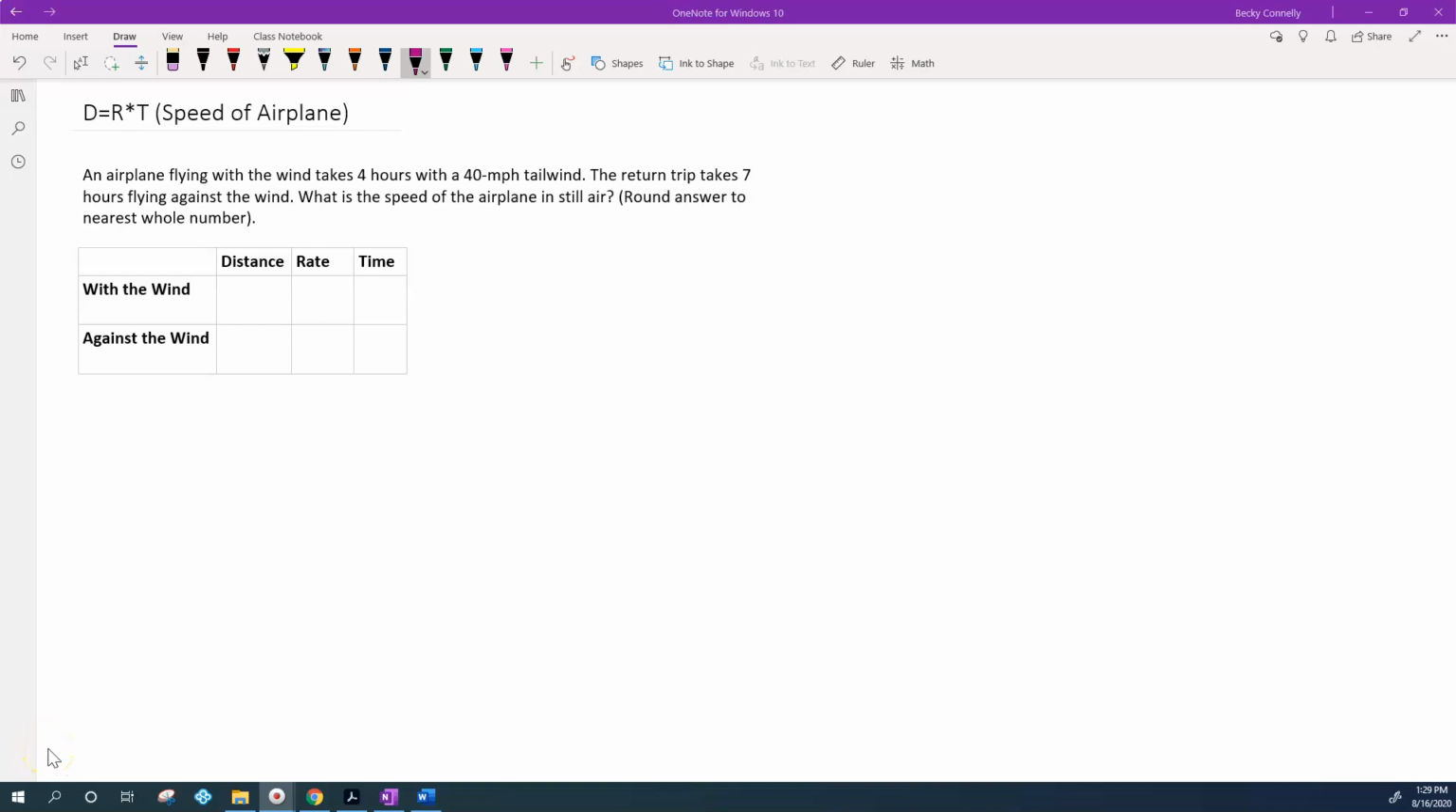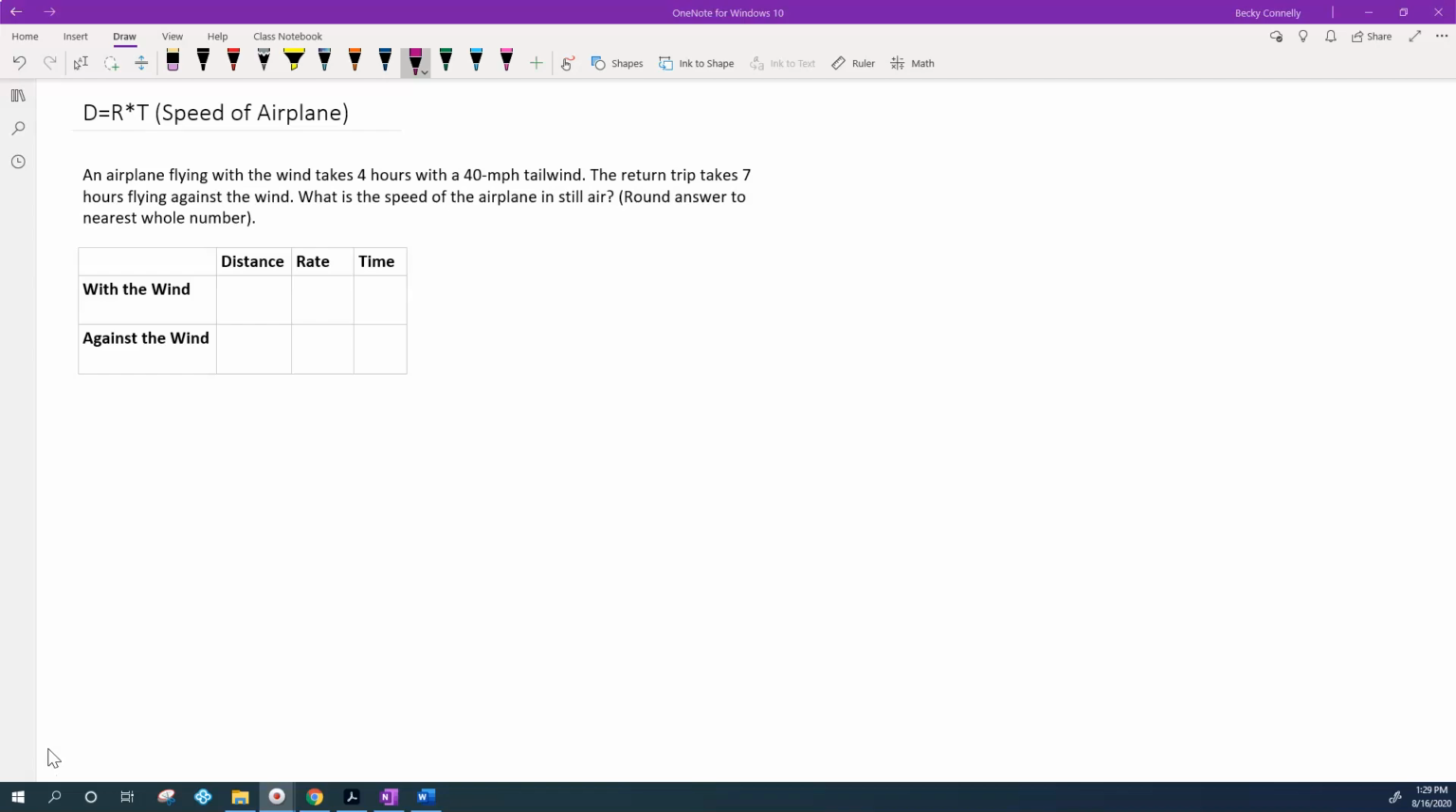This is a distance equals rate times time problem where we're trying to find the speed of the airplane. The question reads, an airplane flying with the wind takes 4 hours with a 40 mile per hour tailwind. The return trip takes 7 hours flying against the wind. What is the speed of the airplane in still air?